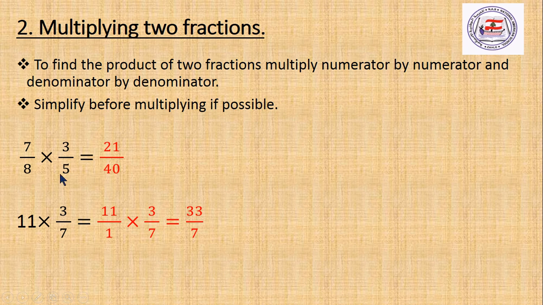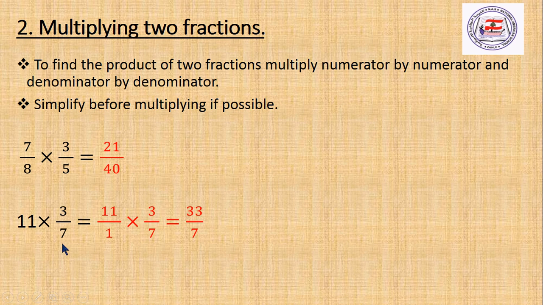Now 7 over 8 and 3 over 5. I cannot simplify here, so I multiply. 7 times 3, 21, and 8 times 5, 40. 21 over 40. This is a fraction. It is the product of the two fractions, and it cannot be simplified. It is an irreducible fraction.